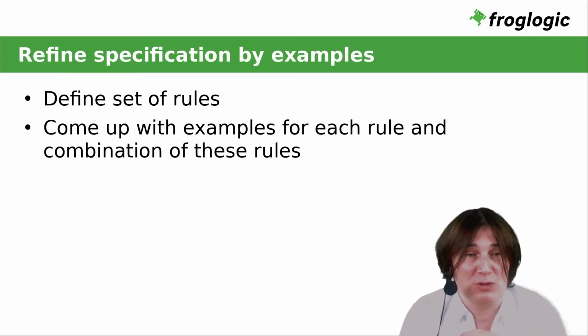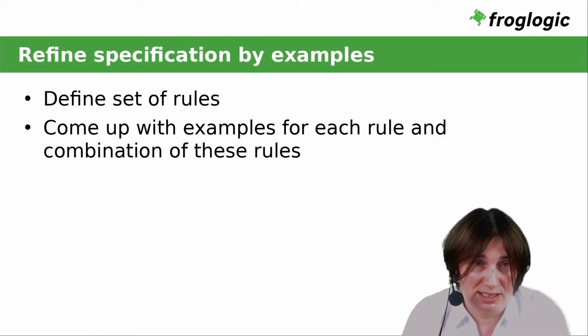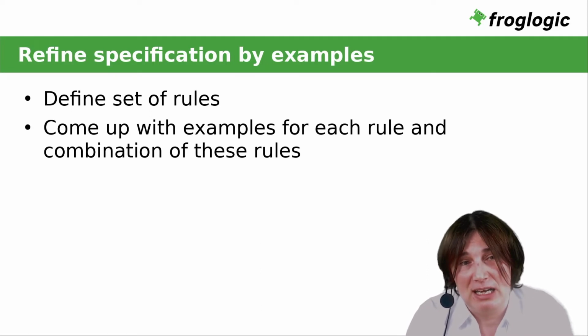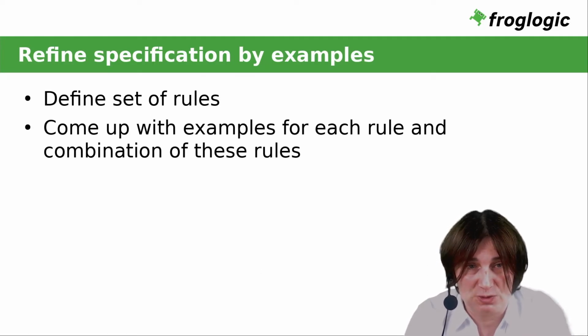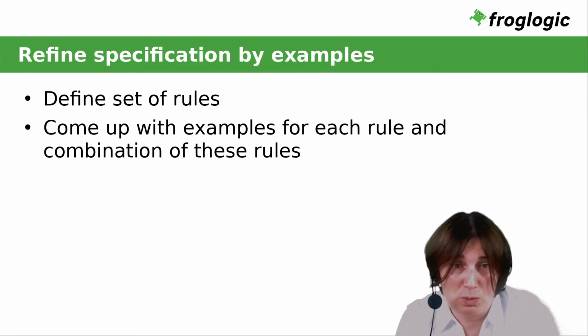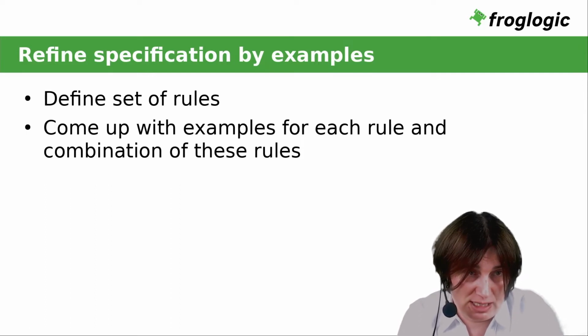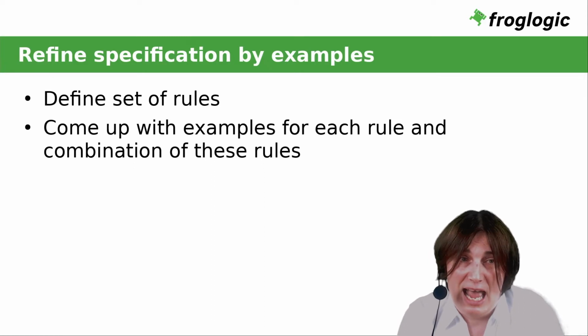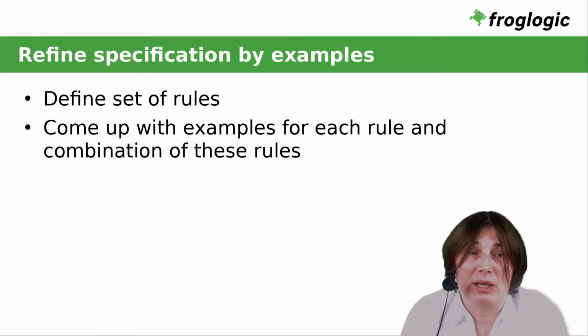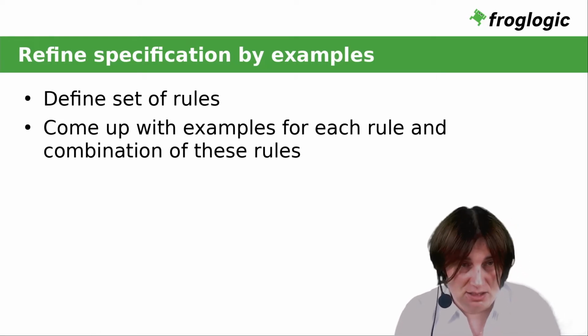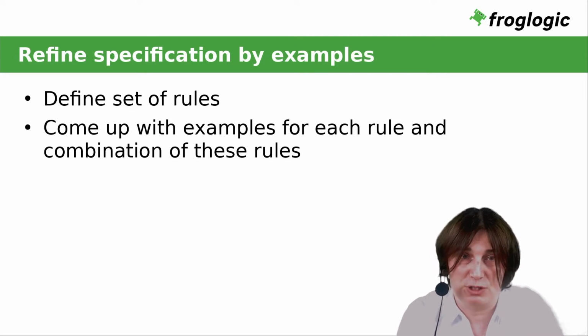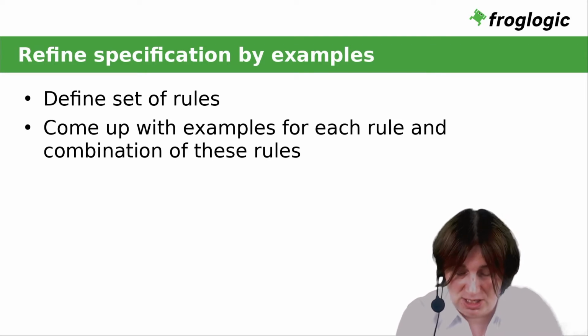And once we come up with the features and scenarios and steps, it is clear to us what we want to do, what we want to build. We can take those steps and those scenarios and refine them with a set of examples. And one way to go about this, to come up with the set of examples and further refine the specification, is that we define a set of rules. And for each rule and for different combinations of those rules, we will come up with examples that actually implement those different inputs and specify the desired outputs.